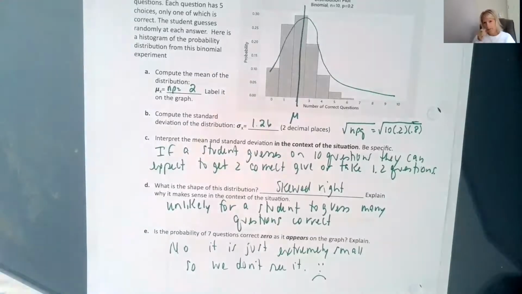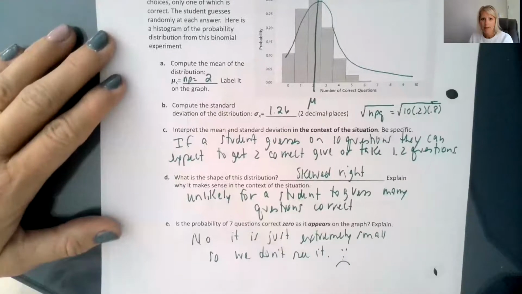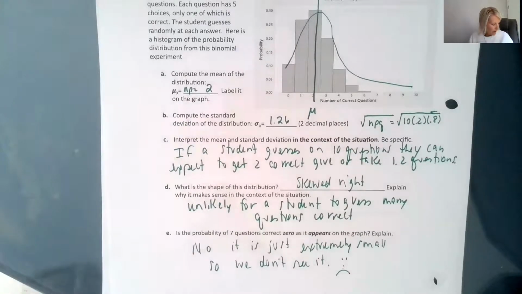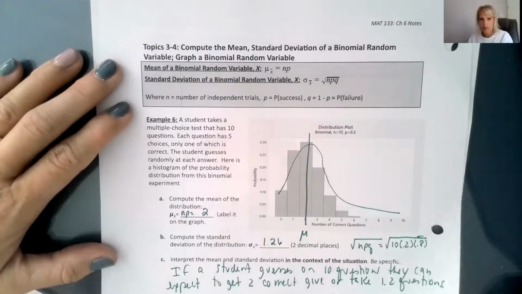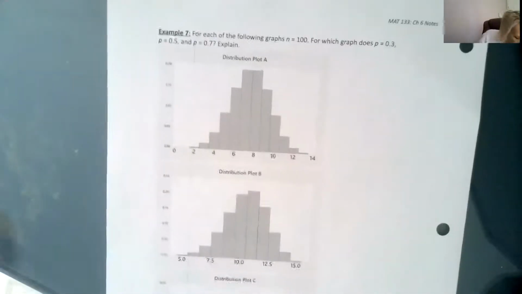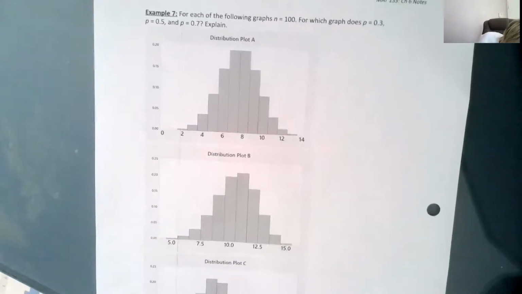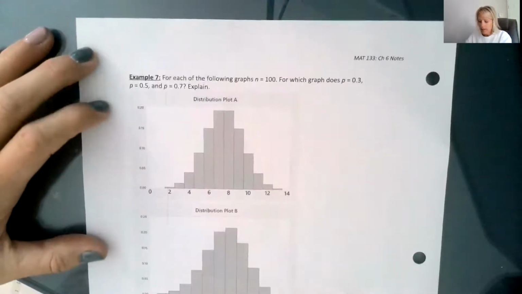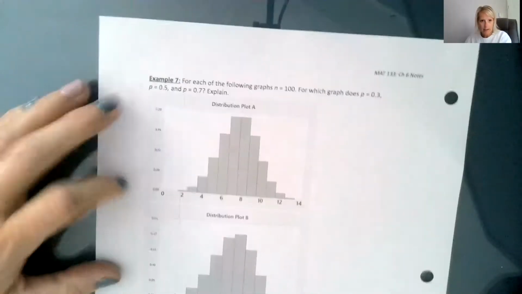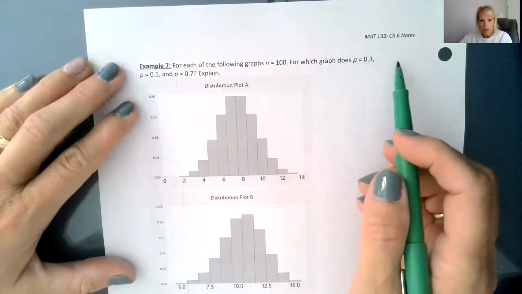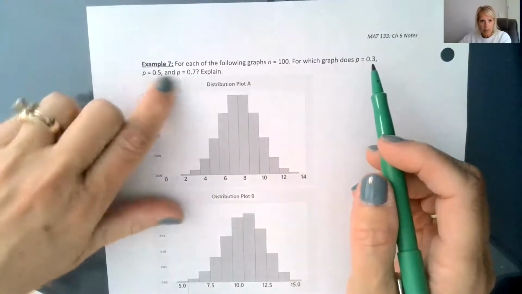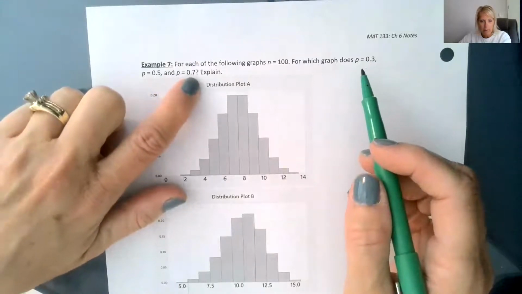That's all. So we've learned about how to find probabilities of binomial experiment. We found out how to decide if it's a legit binomial experiment. And then we also found out how to find the mean and the standard deviation of a binomial random variable. So let's look here at our last question. It gives us 3 histograms, and it says, for each of the following graphs, when n equals 100, for which graph does p equal 0.3, probability equal 0.5, and probability of success equal 0.7?